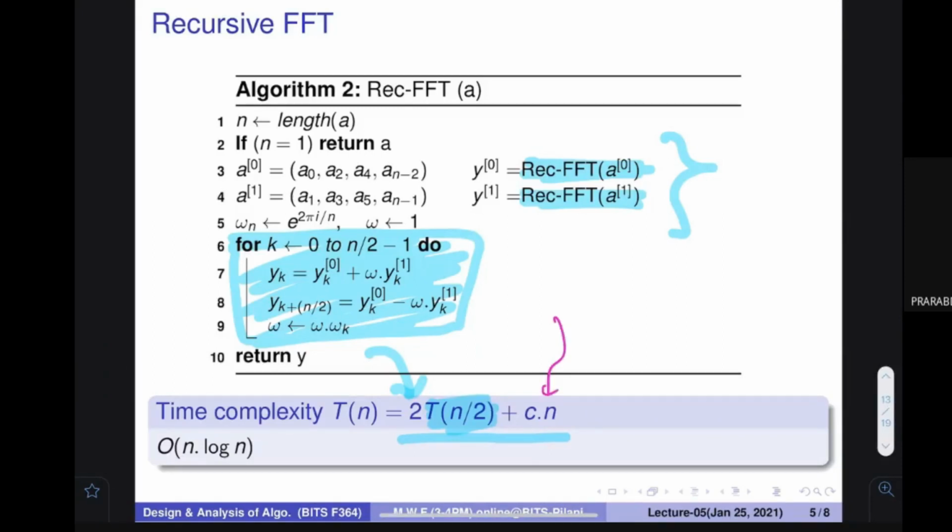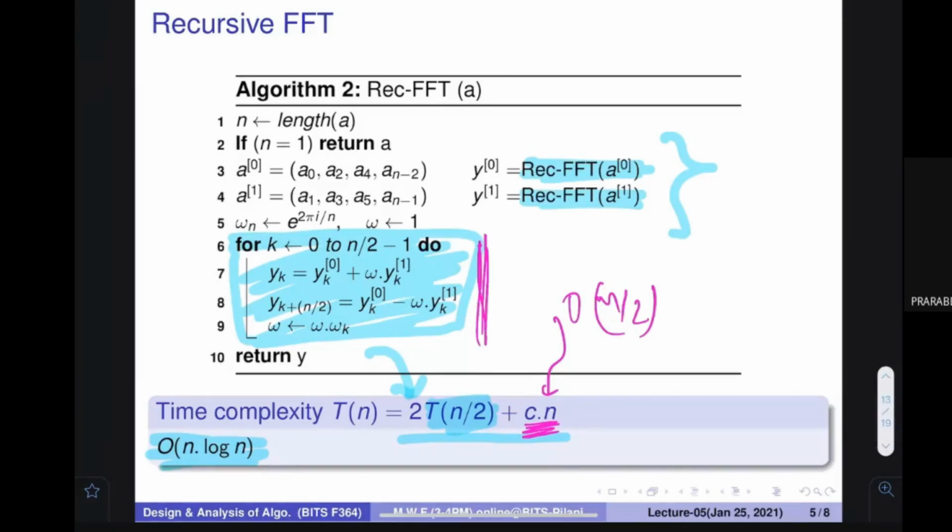So it is order of n by 2, that is again no issue, it is c multiplied by n. So what is the solution for this particular recurrence relationship? It is going to be order of n log n. So you can find out the DFT using FFT in order of n log n. That's it. Make sense?